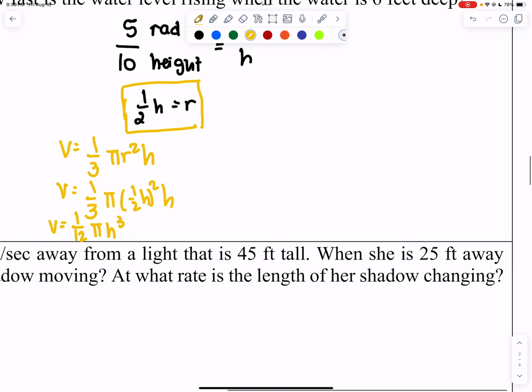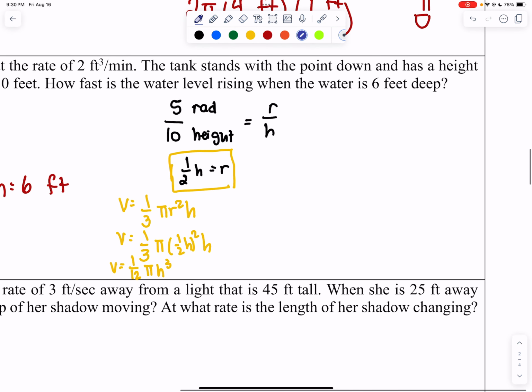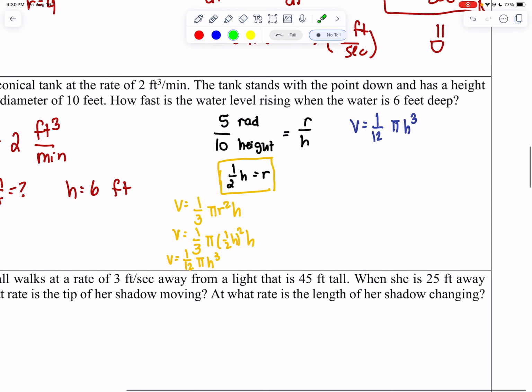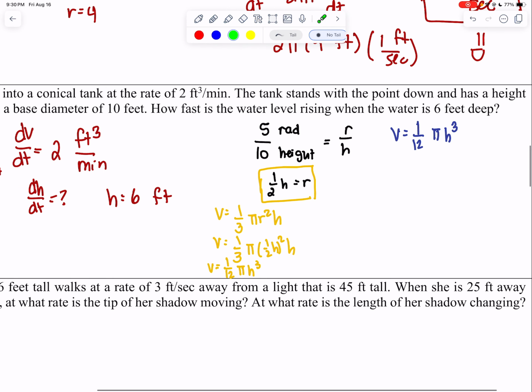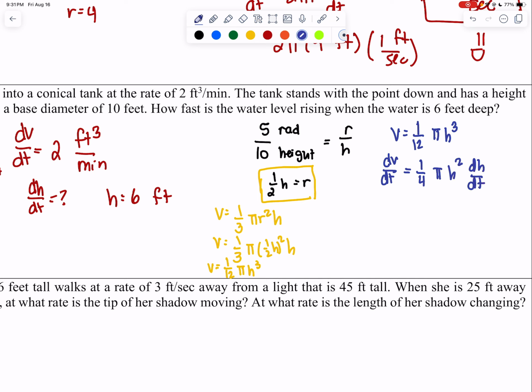And notice how here, 1/12 pi h to the 3rd, we have one variable, aka h. And lucky for us, we know what dH/dt is because that's what we're trying to find. And we know what dV/dt is because that's 2 feet cubed per minute. If I take the derivative of this, that's going to be dV/dt is equal to 1/4 pi h squared dH/dt. And we want to figure out what dH/dt is.